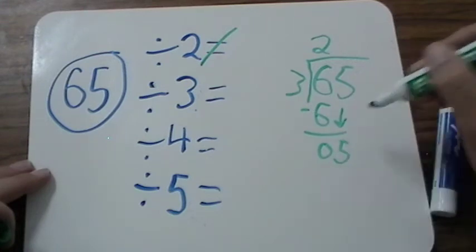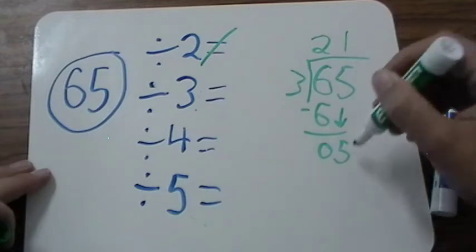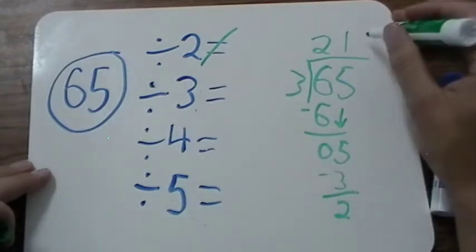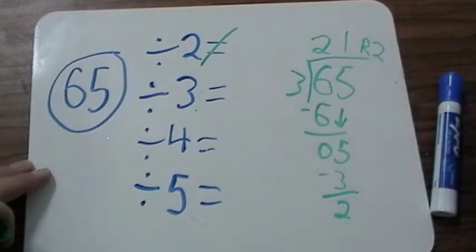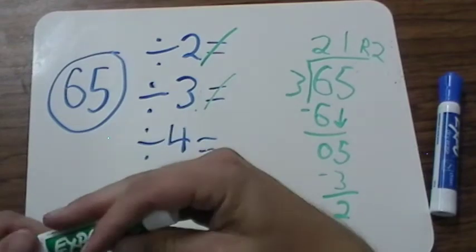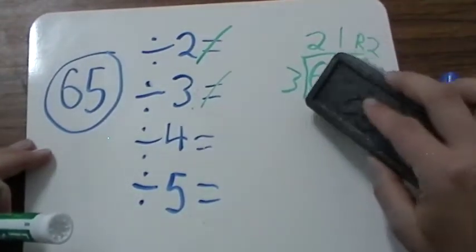Drop down the 5. 3 can only fit into 5 once. 1 times 3 is 3. 5 subtract 3 is 2. So you get 21 remainder 2. Because of that remainder, I'm going to say I can't divide it equally.